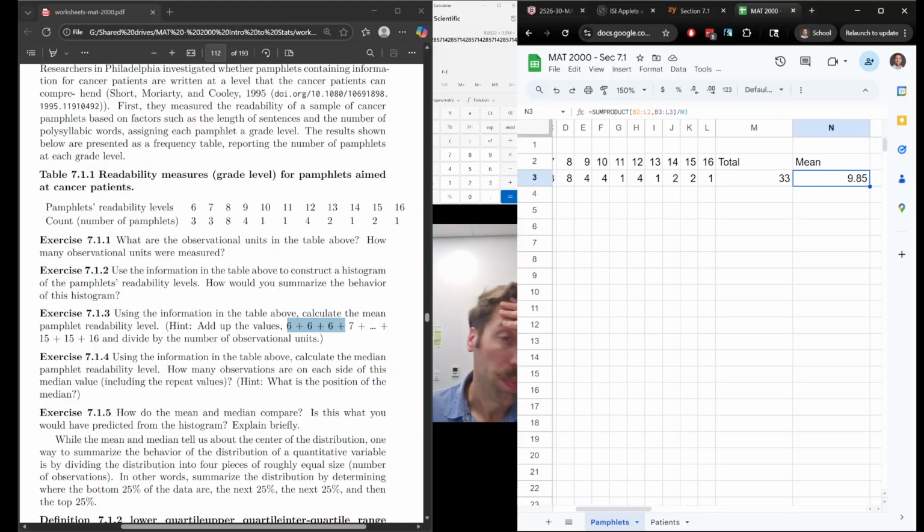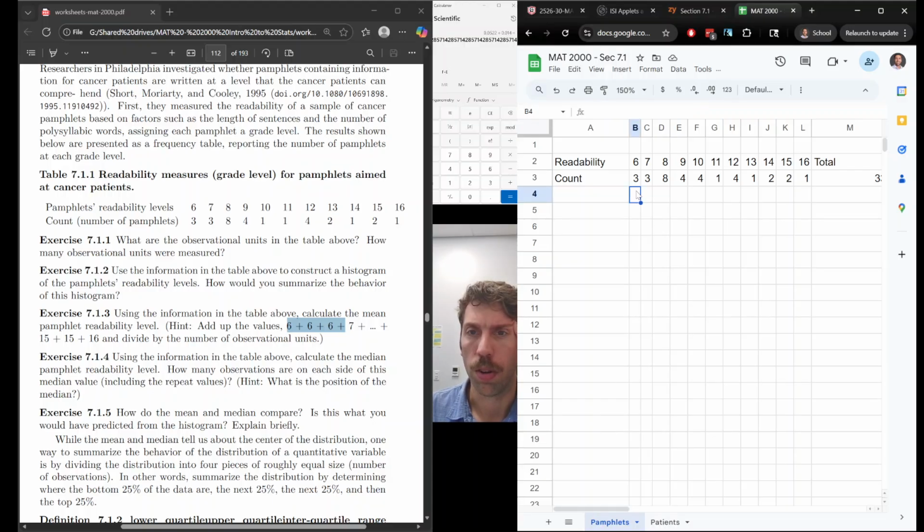Number 4, using the information in the table above, calculate the median pamphlet readability level. How many observations are on each side of the median value? For this one, it's easier to do it with a cumulative count.